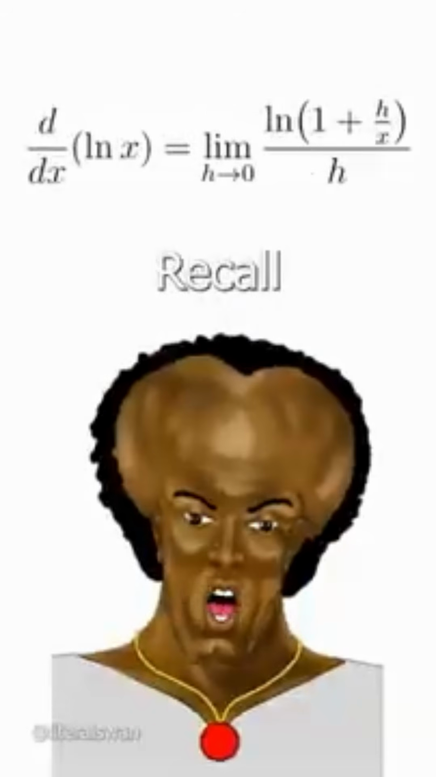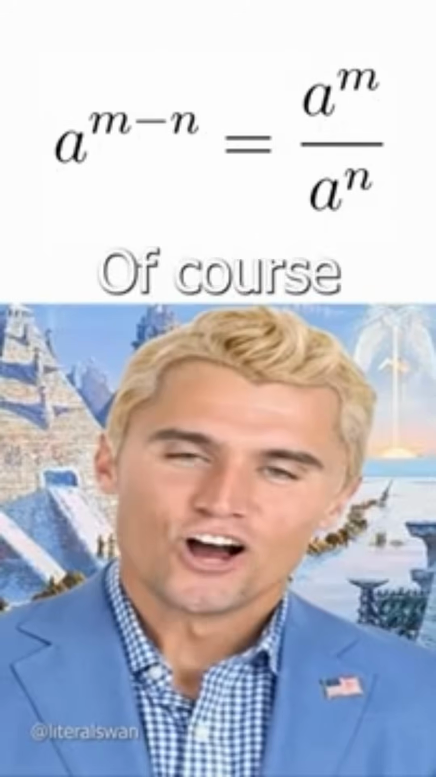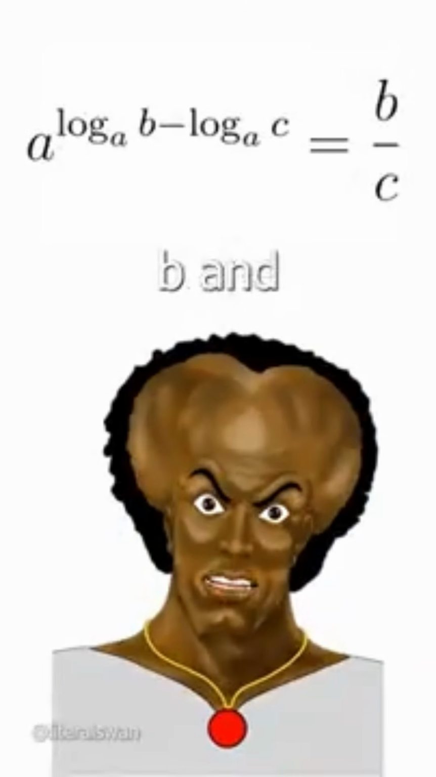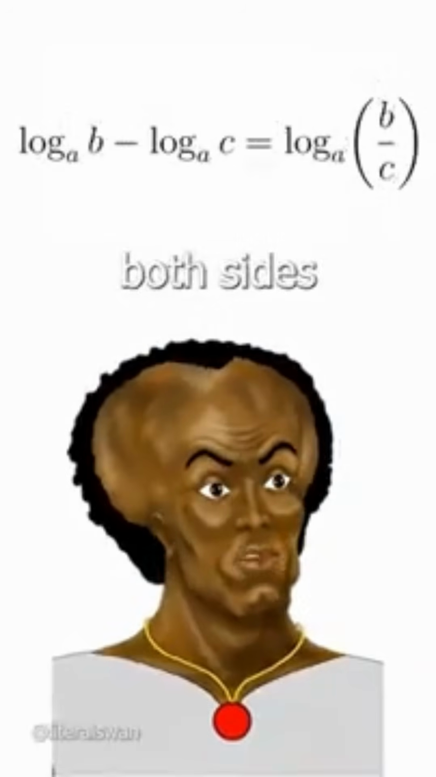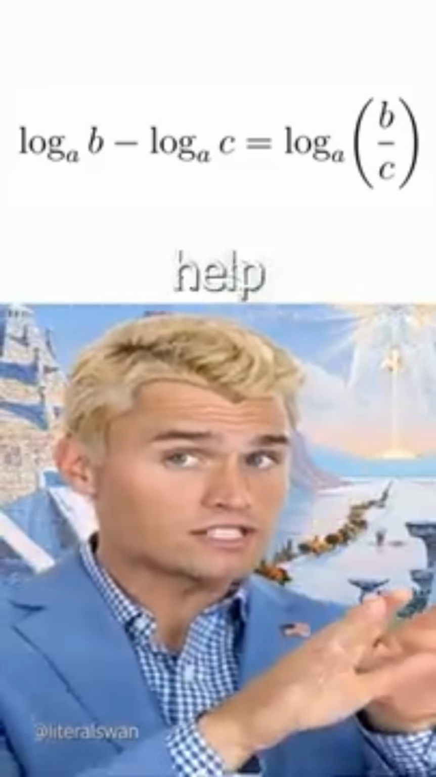My son, recall the properties of logarithms. Remember this index law? Of course I remember this. It's basic. Now let m and n be log base a of b and c respectively. Taking log base a on both sides gives this identity. Oh, right, but hold on, how does this help us?